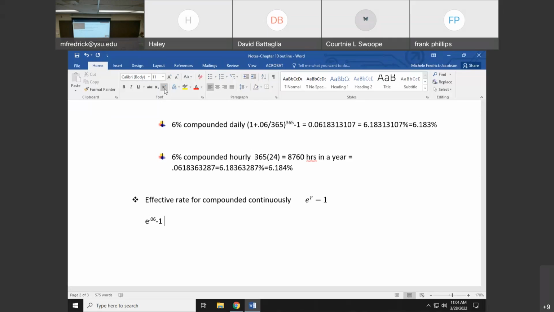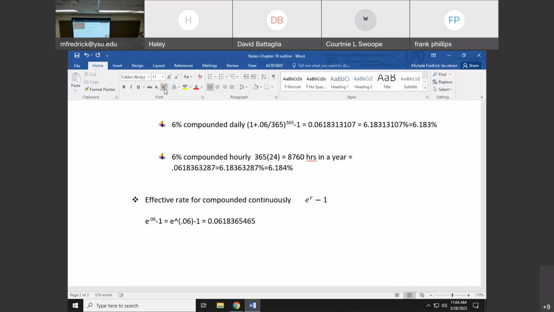So when you put your e in, most calculators, instead of putting it in the exponent, it automatically puts the caret in a parenthesis. Put your 0.06, close your parenthesis, and then subtract your 1. So then put your 0.06, close your parenthesis, and subtract 1. You should get 0.0618365465.